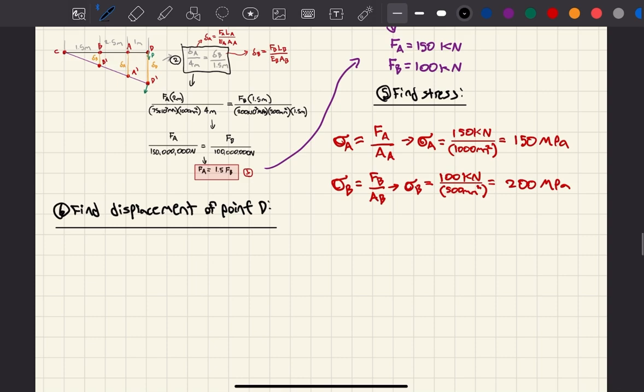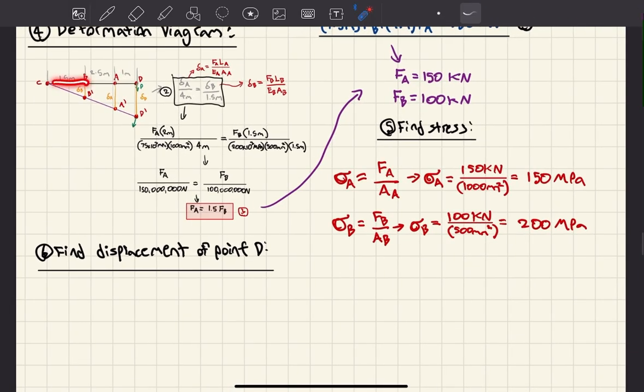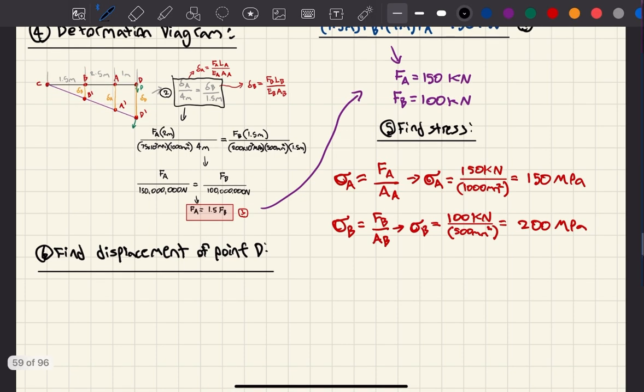Okay, we want to compare this triangle and this triangle, right? This distance right here is 5 meters. This distance right here is delta D, the deformation or displacement we want to find, of point D. And then we already explained the one for B. Again, this is the deformation of B, and this distance is 1.5 meters. By similar triangles, I can state that the deformation of B divided by 1.5 meters is equal to the deformation of D divided by 5 meters.